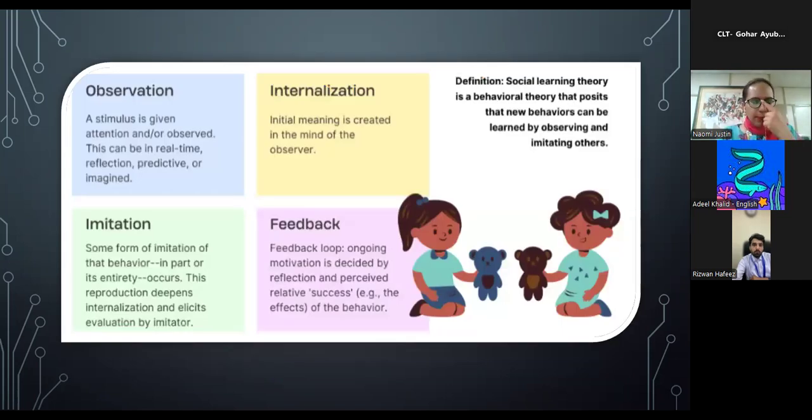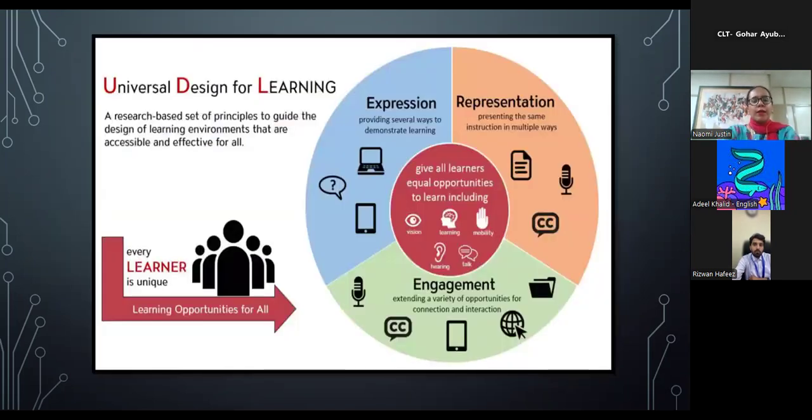Again, this is a little bit more about how we can observe, internalize, imitate, and give feedback. I will not be reading this because we already talked about it. I would want that we straight away jump to universal design of learning, and then we can see how it helps us to demonstrate the knowledge, the learning, to our students.